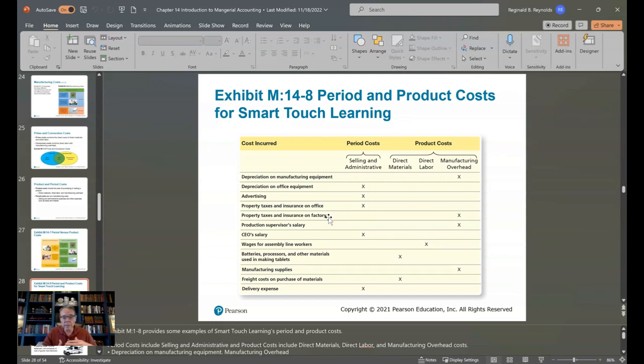So depreciation on manufacturing equipment, obviously manufacturing overhead. Property taxes and insurance on the factory is manufacturing overhead because it deals with the factory. Whereas property taxes and insurance on the office are period costs because they're not part of the manufacturing process. I also mentioned that there might be HR people or accounting people where they may split their activities. So part of their cost would be period cost and part of it would be product cost. But you should be able to identify this.